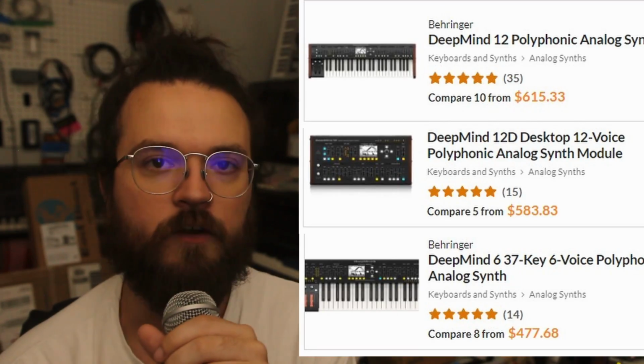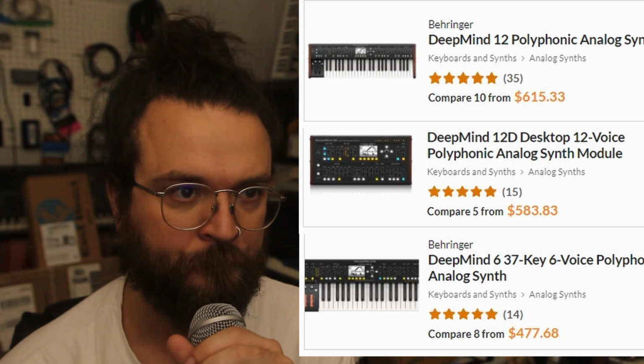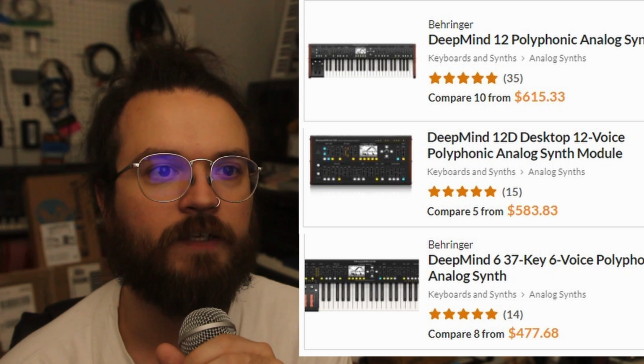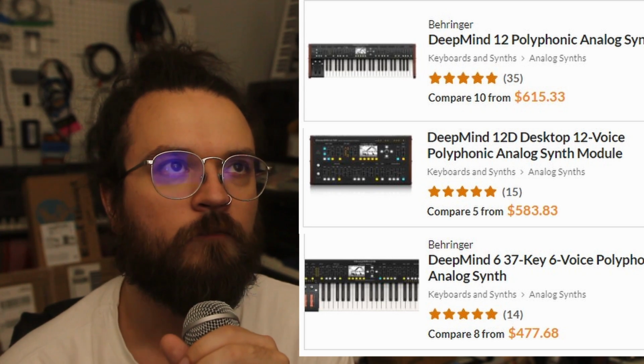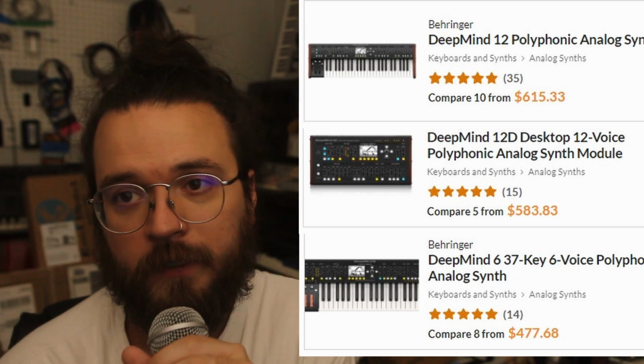Same thing I said on the Prologue, no mod matrix, and the effects are not modulatable. But they have built-in sequencers and arpeggiators and things like that as well. The DeepMind 12, something I know very, very well. It's sort of how this channel started. Good mod matrix, good built-in effects, albeit fewer rows on the modulation, and more complicated effects than you have on the Take 5. It only has one oscillator. It's like a Juno-style DCO. Just saw and square.